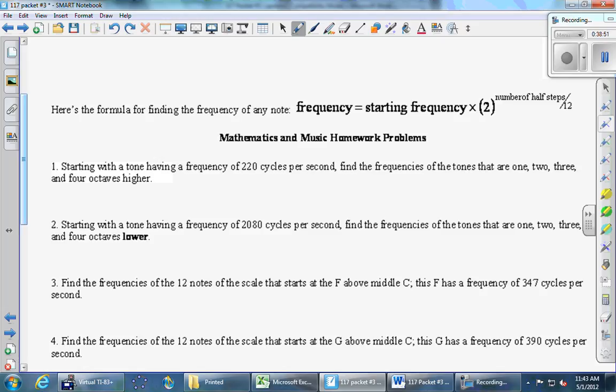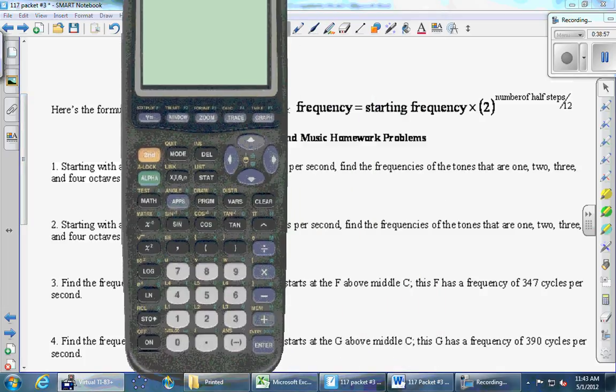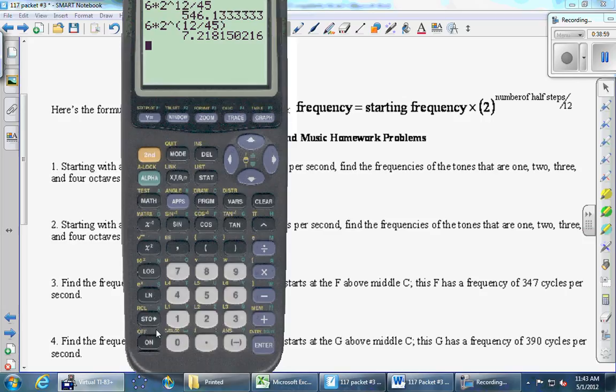Okay, this is going to be a little bit of a stretch, not going to be on the test. But if I do over here 2 to the 1/12, which is our magical every step up, we've been doing 2 to the 1/12.